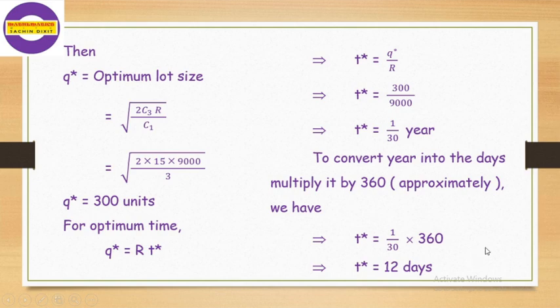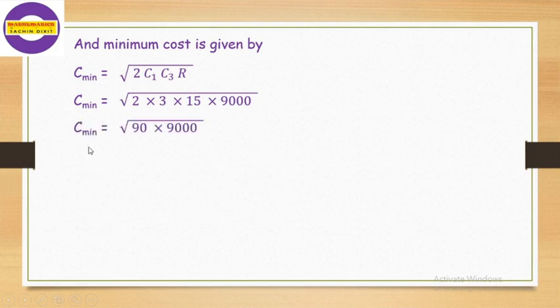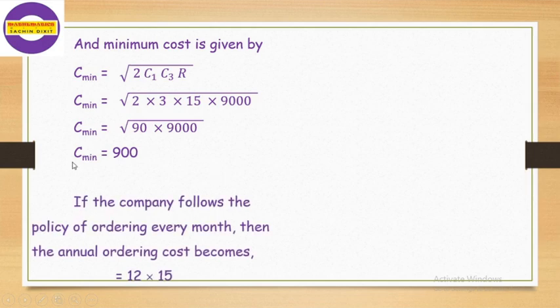Now we have to find out the minimum cost, because we have to compare the costs. That is C minimum is equal to under root of 2 times C1 C3 R. Put the values. C minimum is equal to under root of 2 multiplied by 3 multiplied by 15 multiplied by 9,000. It gives C minimum is equal to under root of 90 multiplied by 9,000. That is C minimum is equal to 900. This is the total cost.